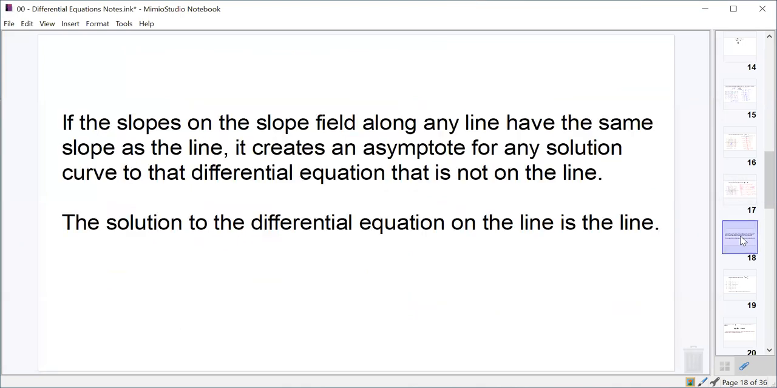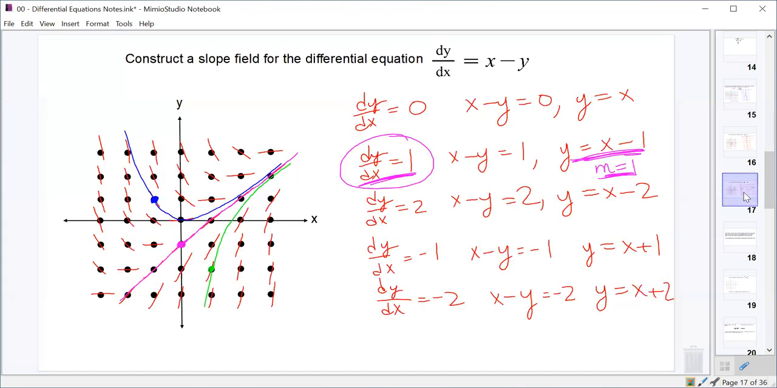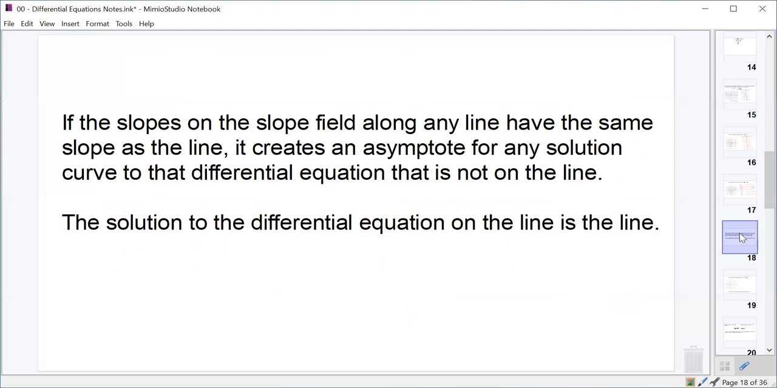So I've kind of got this written out here on the next page. That if the slopes on the slope field along any particular line have the same slope as that particular line, it's going to create an asymptote for any solution curve to that differential equation that is not on the line, right? So that's what we're talking about here. The blue one wasn't on the line, so it's an asymptote. The green one wasn't on the line, so that pink is an asymptote. But if we're asked to find the solution on the line, the solution is the line. It's just the pink.